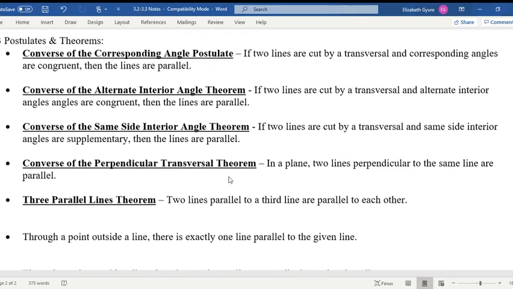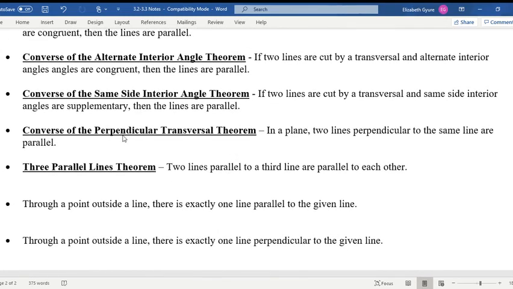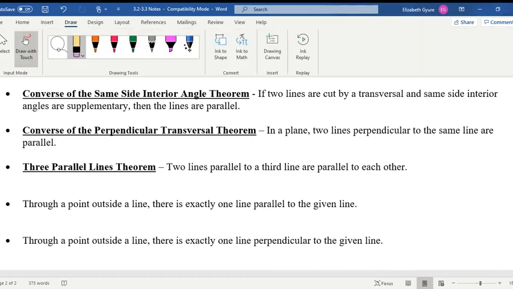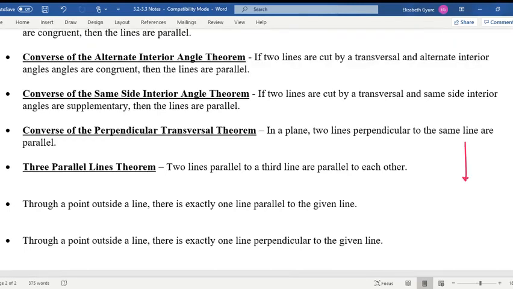The only things that are kind of new: the converse of the perpendicular transversal theorem, it is basically the converse. It's worded slightly differently to just make it make sense. It says in a plane, two lines perpendicular to the same line are parallel. Okay, so if you have two lines and they are perpendicular to the same line, those two original lines must be parallel. Which is one of those things that if you write it down, it's easy to visualize.